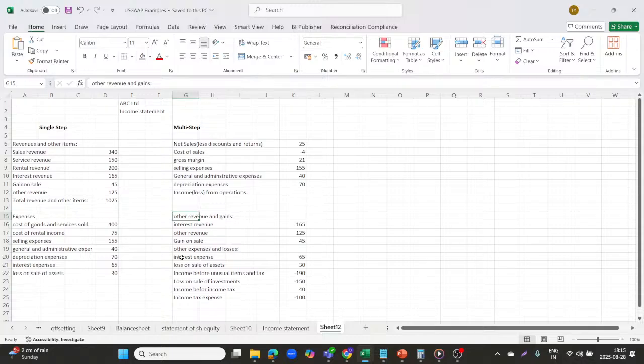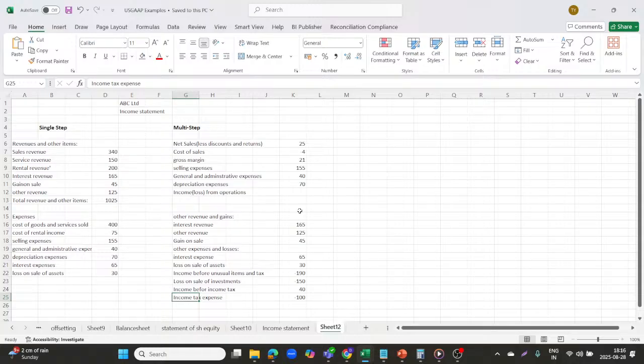Then other revenue, that is a non-operating nature activity, that is interest revenue, other revenue, gain on sale, because sale is not a part of your operation. Other expenses and losses, that is your interest expense, a loss on sale of assets. Then you have income before unusual items and tax, that is your loss on sale of investment, income before income tax, and then you'll reach till the income tax expense. Okay, so this is how you decide the format of your income statement.